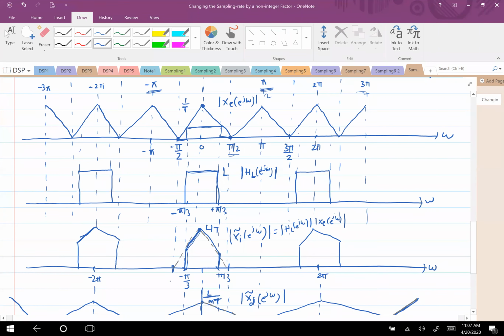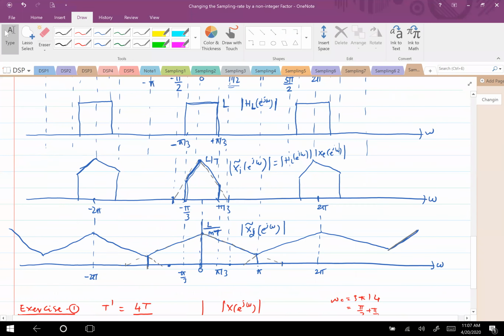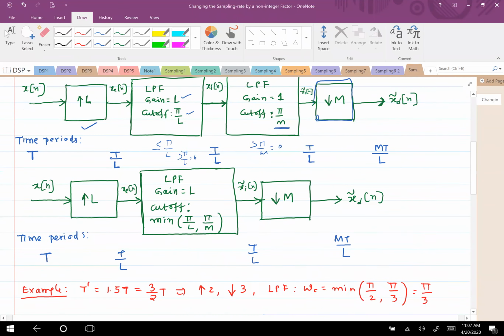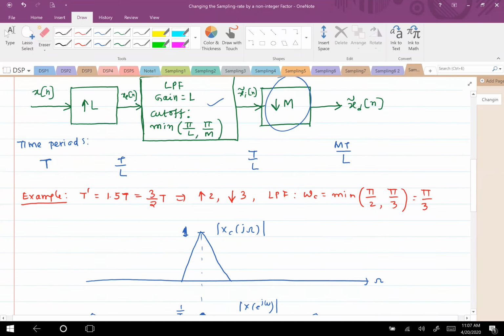So that's what you are drawing here. So from minus pi by 3 to plus pi by 3, you have this value, and this is getting multiplied by L here. So what you are getting here is L by T. Then you are now going to do a downsampling of this signal. So this low pass filtering part is done now. This is what you are remaining with.